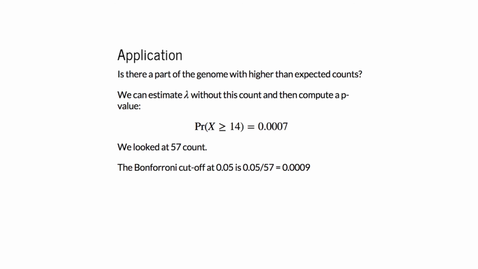Now we looked at 57 counts, so we have to do some kind of multiple comparison correction. If we use the Bonferroni cutoff, if we're conservative, we see that we are, in fact, barely significant. And this would be a result that might be worth reporting as biologically interesting. So we have seen how useful models can be, and also we have seen what maximum likelihood estimation is and how we apply it.